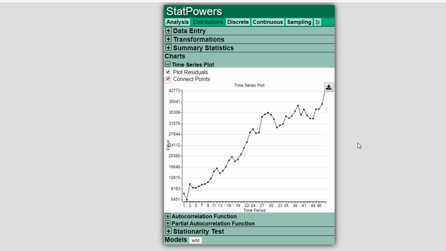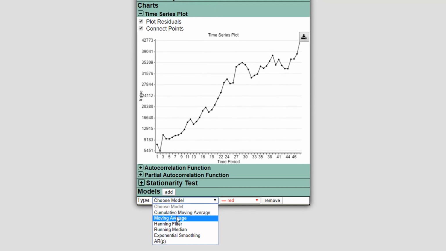If you wanted to have the points connected, of course, you could download the chart. One thing that people like to do is to smooth out your jittery time plot by adding some sort of smoothing function, smoothing model. There's a few down here. You can click add a model to add, let's say, a cumulative moving average.